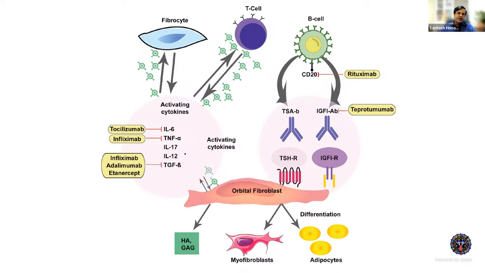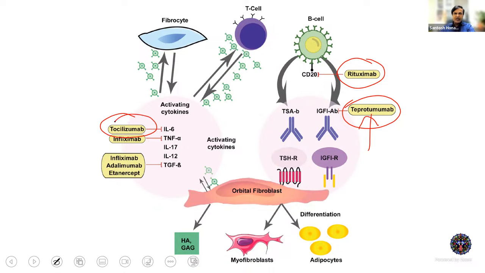But for B cells, we have anti-CD20, that is clearly rituximab. We know that anti-CD20 is rituximab, and it works very well. For IGF, insulin-like growth factor 1 antibody, we have teprotumumab. This is the latest. Teprotumumab is something that is used currently in the West. It's FDA approved for thyroid disease. We have rituximab, we have tocilizumab. We also have these drugs which are rarely used. Now, these are the immunobiologicals that we have.